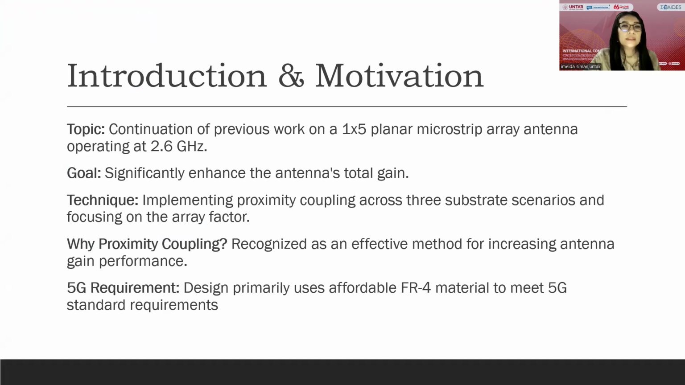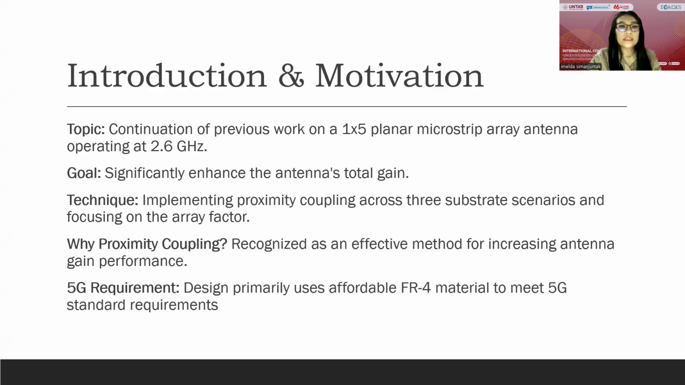This is the continuation of my previous work on a 1x5 planar microstrip array antenna operating at 2.6 gigahertz. The goal is to see whether this method significantly enhances the total gain or not.